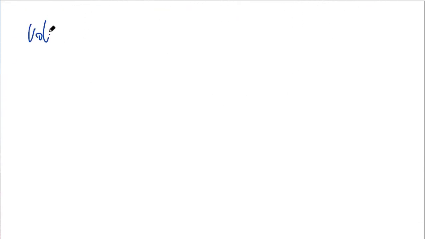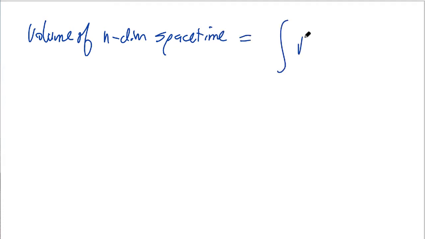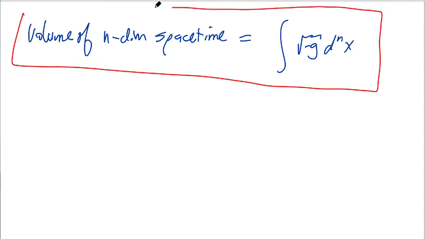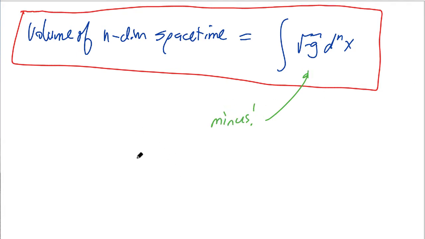So the volume of a region of n-dimensional space-time is equal to the integral of the square root of minus the determinant of the metric times d^n x. So it's the same expression except for the minus sign. All right? Minus. So the determinant of the metric in a space-time is always negative.